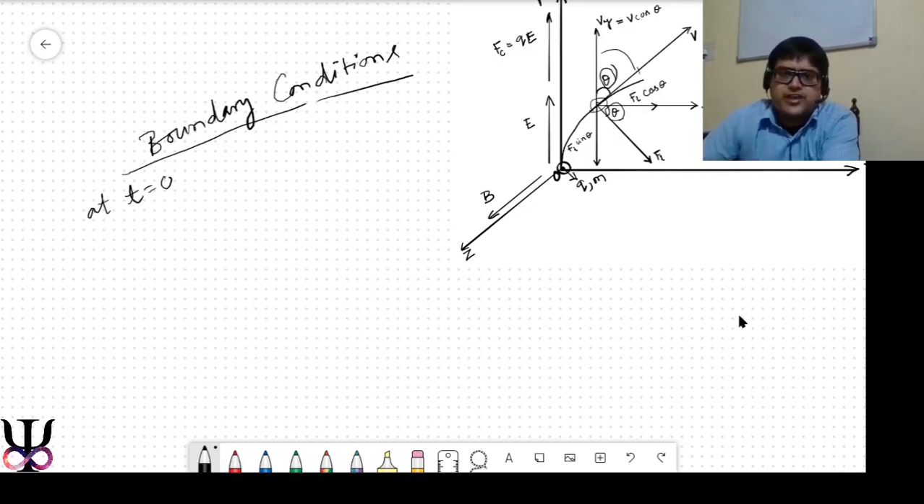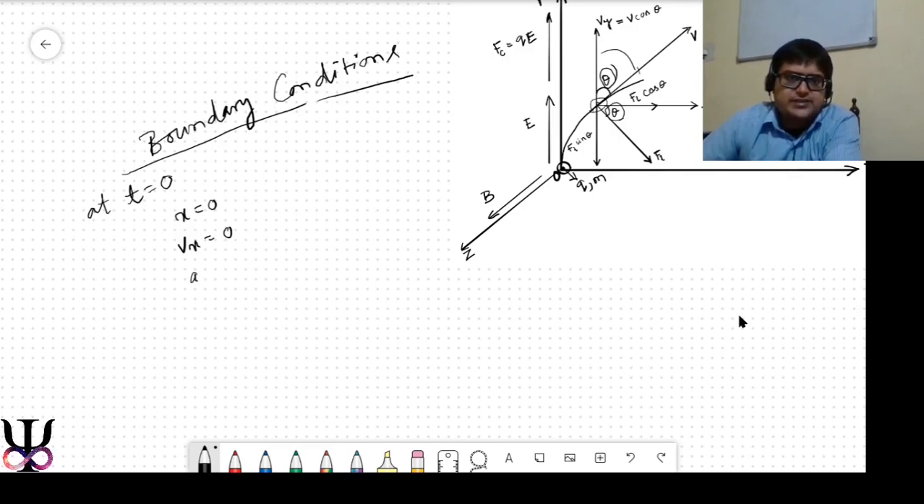We don't know if there is a final boundary or not, and that is not given in the question. So at t equals 0, which is the boundary, we have x equals 0 because the particle is at origin. Initially the particle is at rest, so it doesn't have any velocity. So Vx is again 0, but the moment we release the particle, it starts getting accelerated.